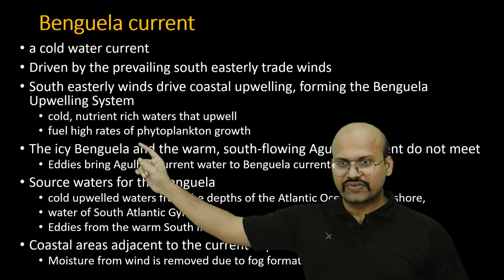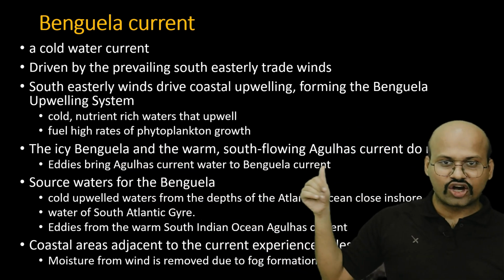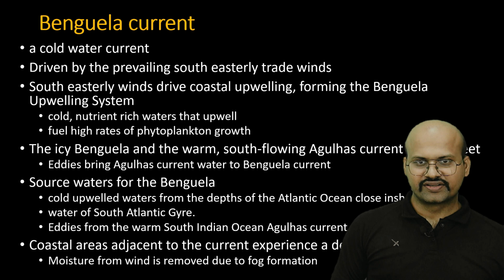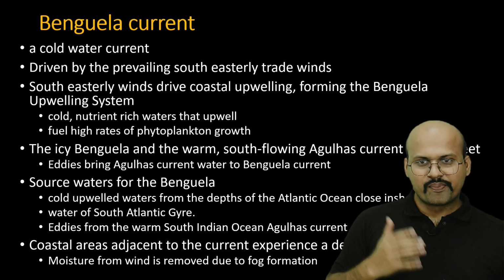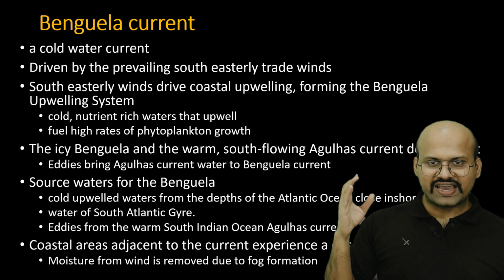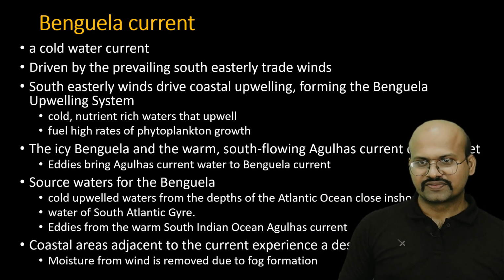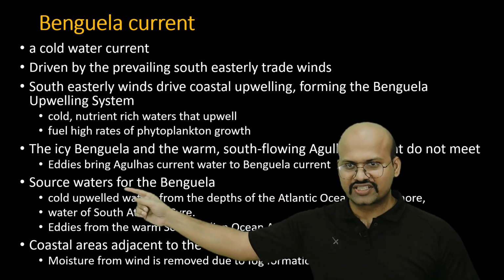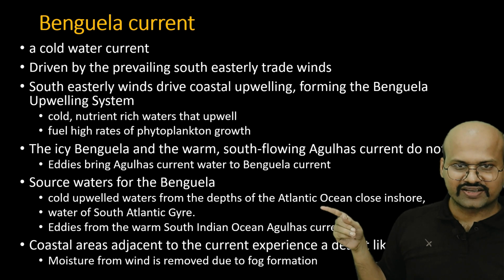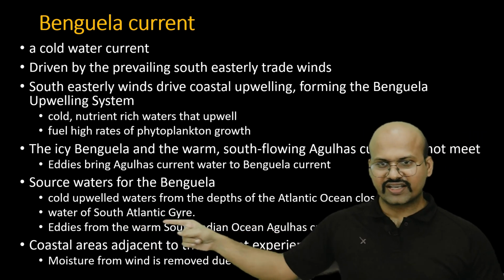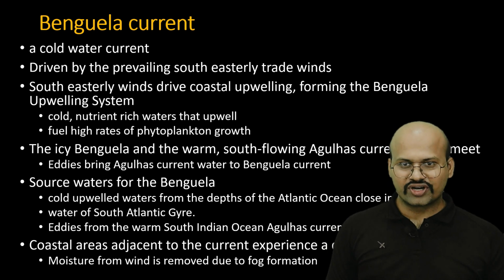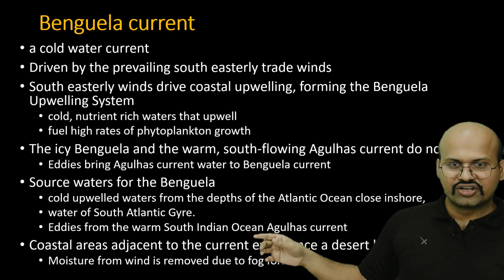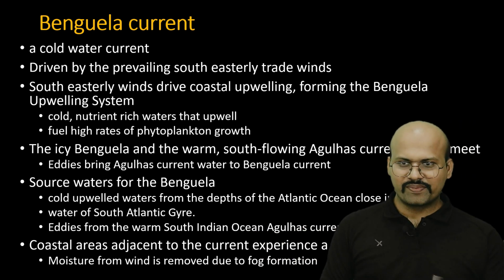There is also a region where the Benguela current and the Agulhas current of our Indian Ocean come very close to each other. However, they do not meet, but water from the Indian Ocean passes to the Benguela current via the edges which are produced at this place. So the water in the Benguela current comes from three distinct regions. The first is cold upwelled water from the depths of Atlantic Ocean. Then South Atlantic Gyre, that is the South Atlantic Drift and the Circumpolar Current. And then the edges which form on the southern side of Africa from the Agulhas Current, they also add water to the Benguela Current.